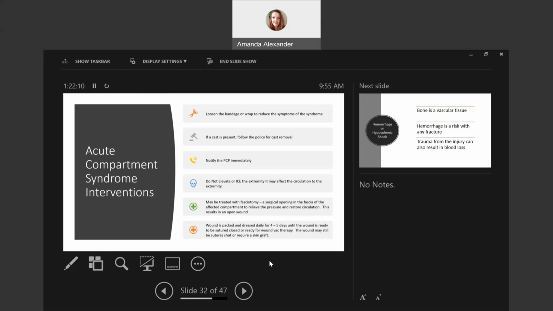Probably going to teach that. This may be treated with a fasciotomy. We've talked about that. Once the procedure of a fasciotomy has happened, remember, it's an open wound. We may have to pack that wound with sterile gauze 4 to 5 times a day. We're going to be looking for bleeding. We're going to be looking for infection of any sort. So knowing the signs and symptoms of both is going to be ultimately important to keep your patient safe.